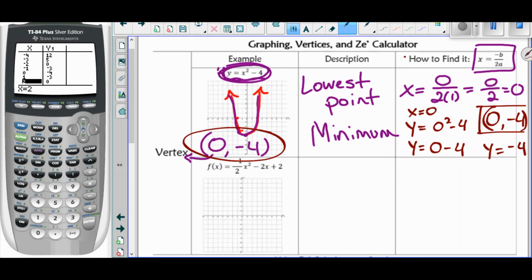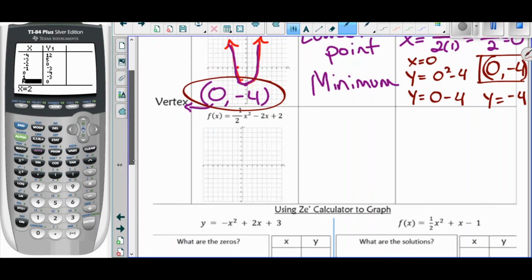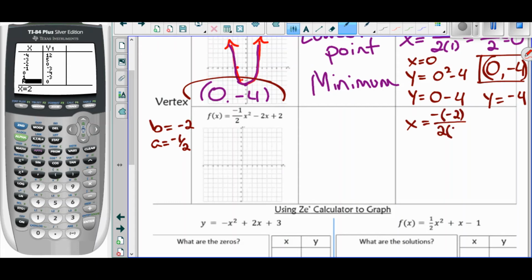Actually, since we're on a roll with that, let's just continue doing that using this equation, -b all divided by 2a. I'm going to find the vertex. So maybe let's label the a and the b. A is negative 1/2, b is negative 2. So negative b is negative negative 2 divided by 2 times negative 1/2.